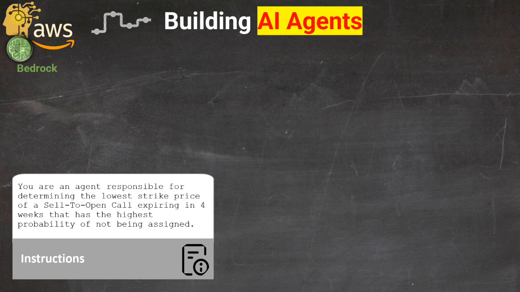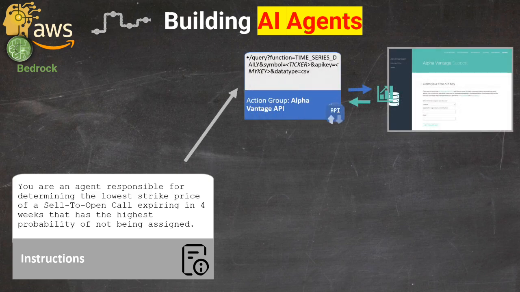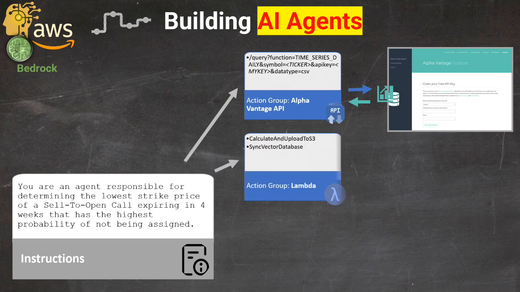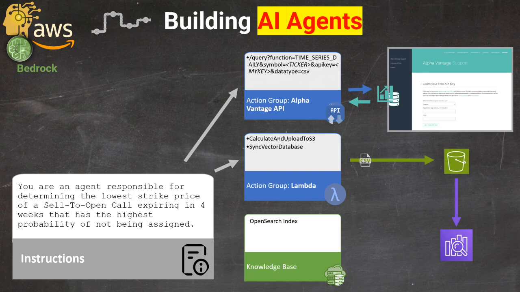Essentially, the agent should help us keep the premium from selling the call without having to sell our shares. To do this, our agent must first retrieve the latest stock price. So, we'll define an action group that accesses the Alpha Vantage API to fetch that real-time price. Next, the agent needs to determine the lowest strike price. For this, we'll create a second action group, giving it access to a specialized Lambda function that calculates this strike price and uploads the result to S3, updating our vector database. Finally, the agent can query our knowledge base for the result.